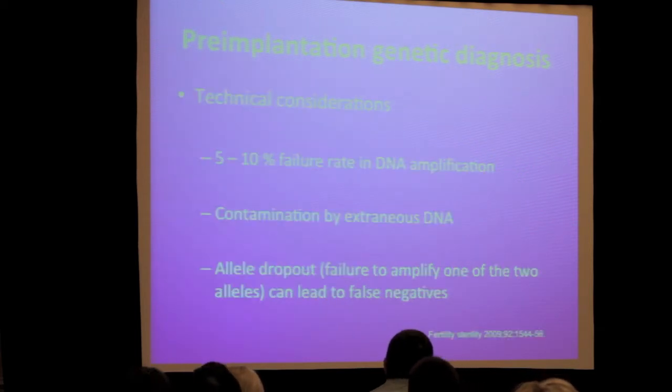There are also some technical considerations. There can be a failure in the DNA amplification. There can be contamination by extraneous DNA, but again, that's prevented by doing the intracytoplasmic sperm injection, where you inject a single sperm into an egg. And then you can have allele dropout, and that can lead to false negatives, where you wouldn't amplify one of the two alleles.